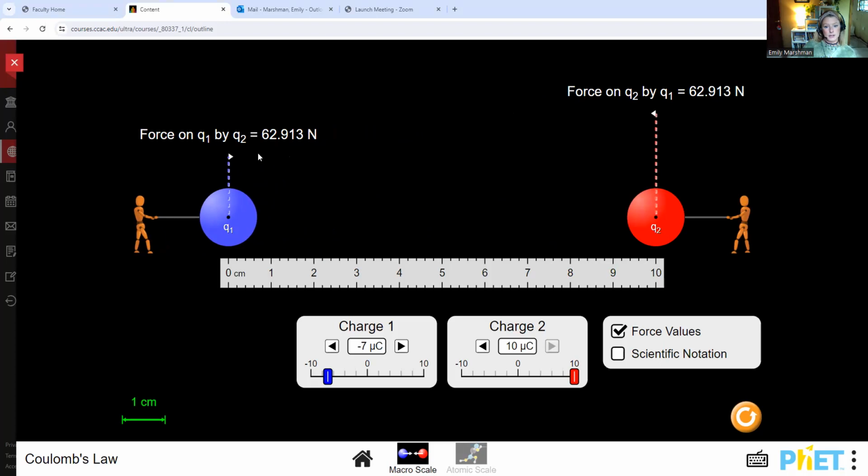The force on Q1 is 62.9 newtons. The force on charge 2 is also 62.9 newtons. It's hard to see, but there's an arrow here. So it's an attractive force because these are oppositely charged particles. At a distance of 10 centimeters, the force was 62.913 newtons. Let's put that in the table.